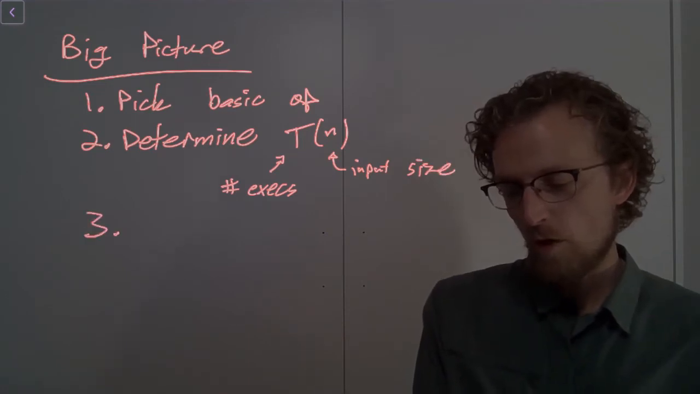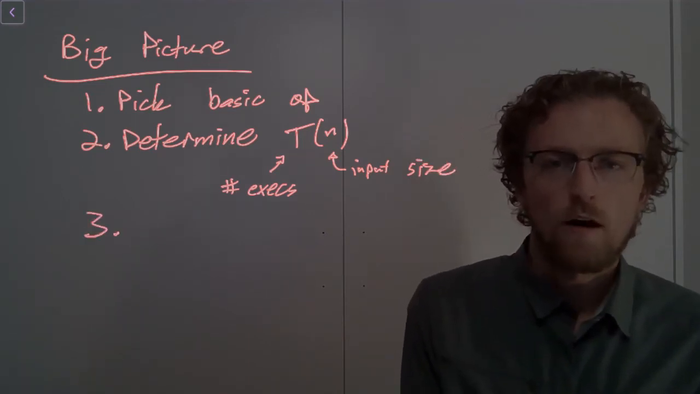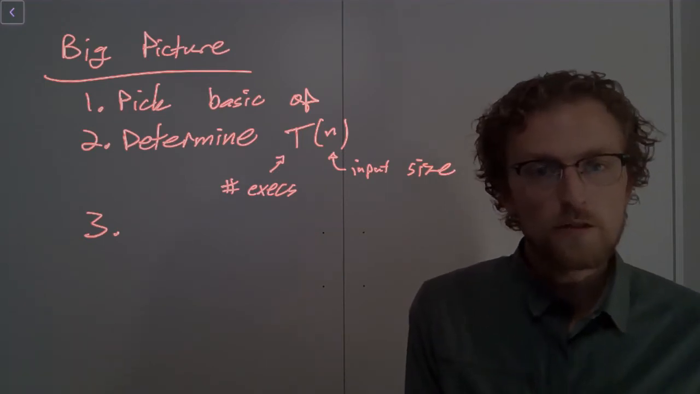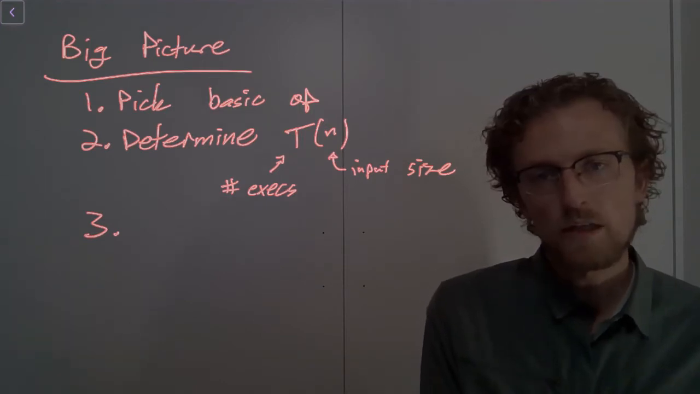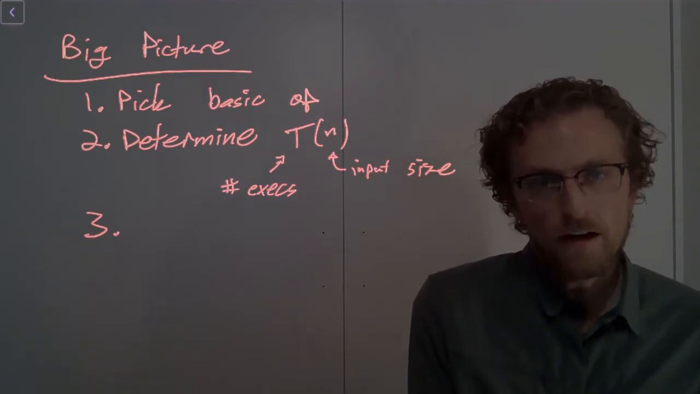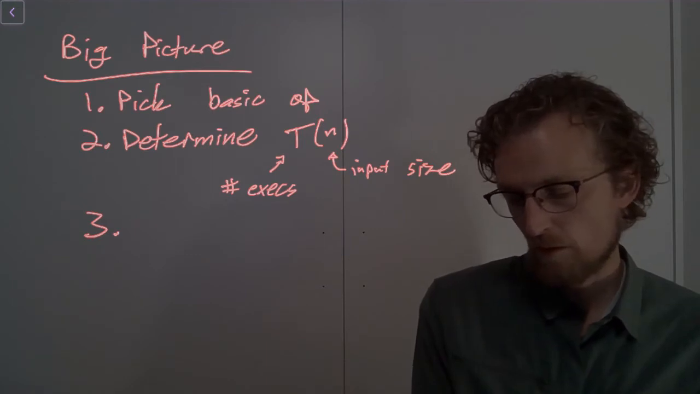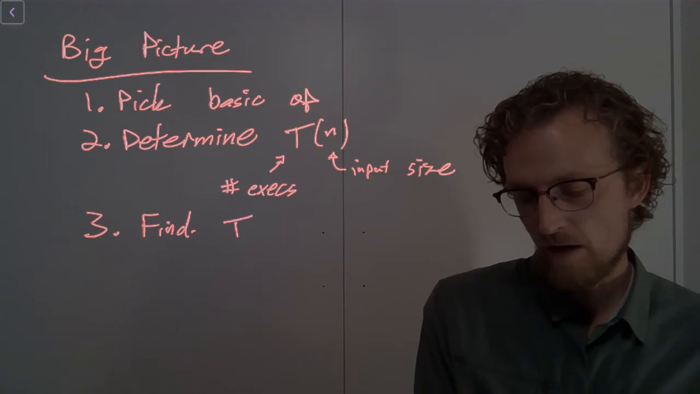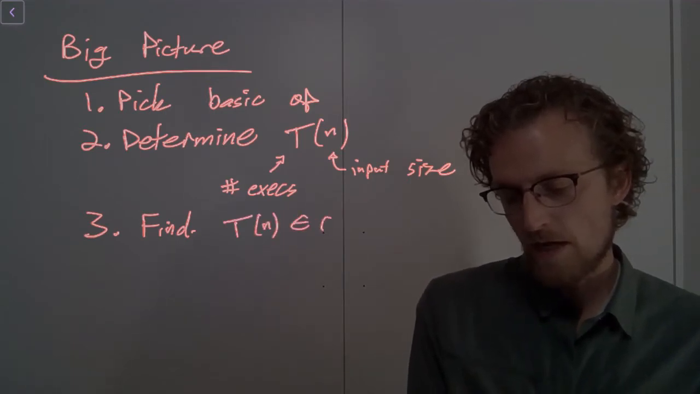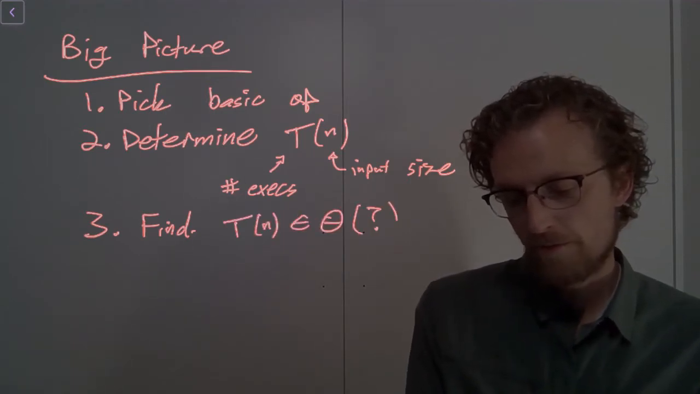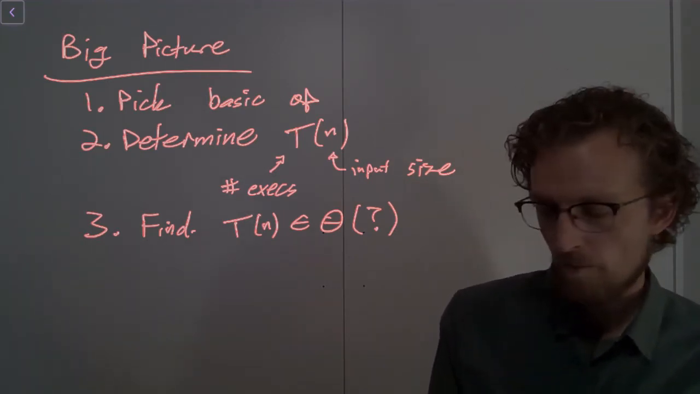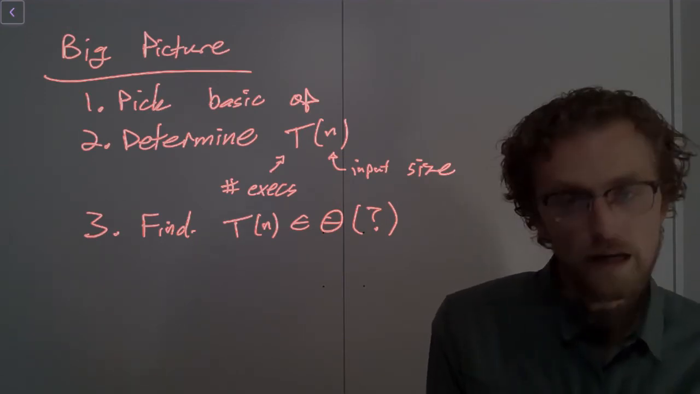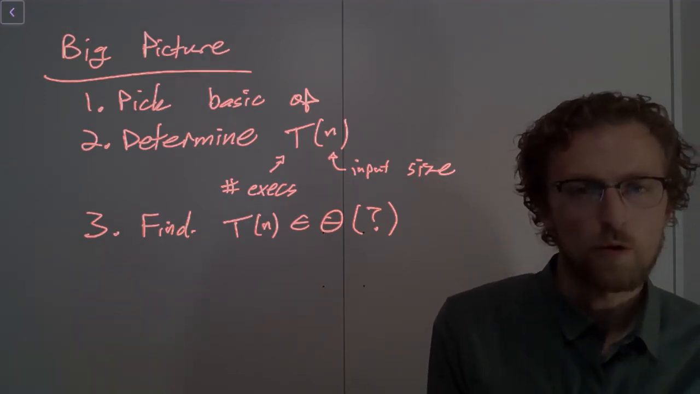And then third, we want to determine the order of growth of T of n. Last time we talked about big O, big omega, and big theta. So what this means is we literally want to determine big theta for T of n. So we want to find: T of n is big theta of what? We want to plug something into that question mark that makes this true. Once we've found that, we have some really important information.